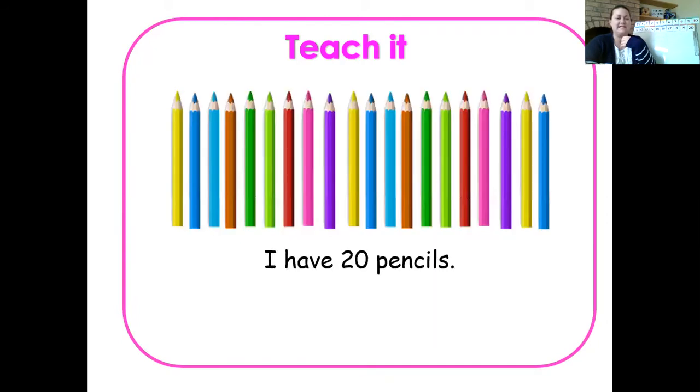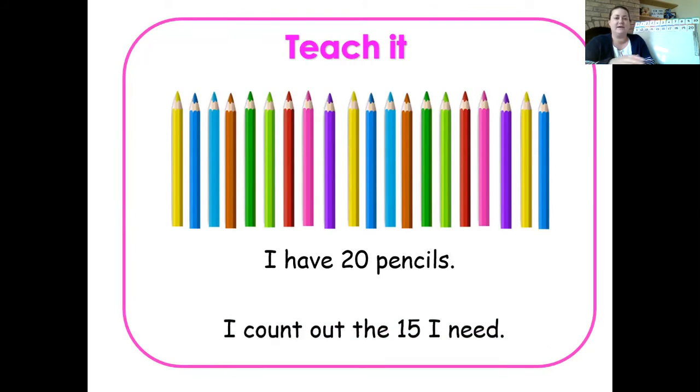Okay, so I've got 20 to start with, but I only want 15. So think about those different ways that we've done in class. Think about the lessons that you've had with Miss Gardner, Mrs. Parker, Mrs. Thornton, and think about how would you do it? Okay, so I've got 20, but I only want 15. So what I'm going to do is I'm going to count out 15.